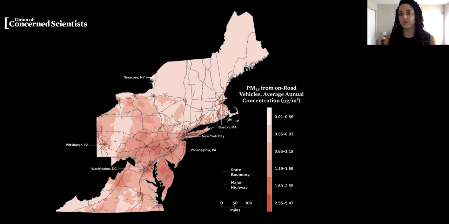And these numbers can be broken down even further. Latino residents of the region breathe, on average, 75% more PM2.5 from transportation. For Asian American residents, that's 73% more. And for African American residents, 61% more. So as I mentioned, these numbers are striking, but sadly not surprising.